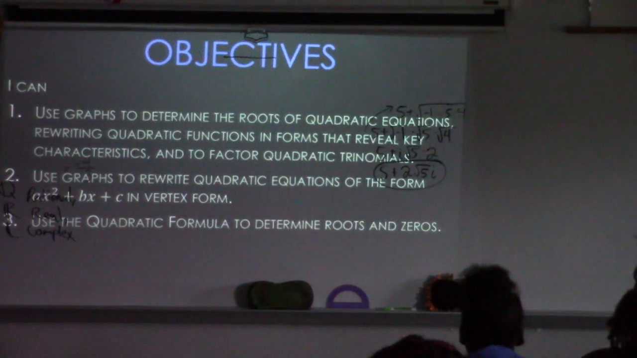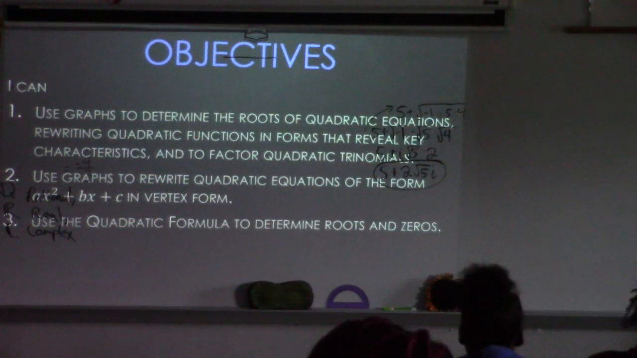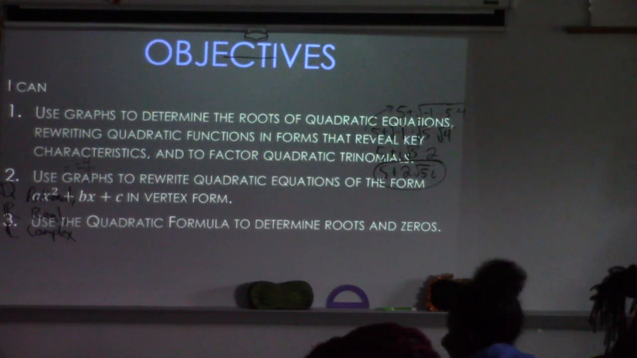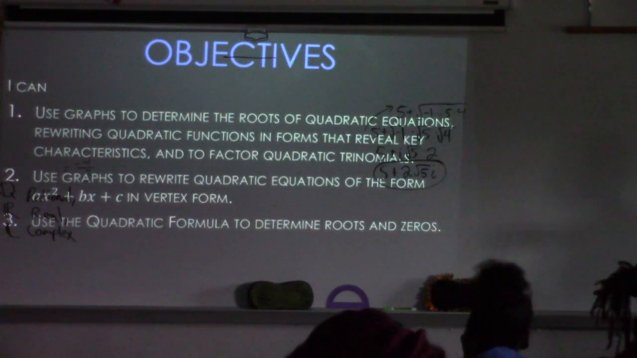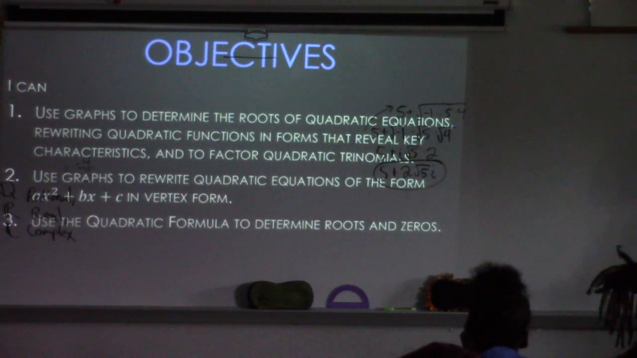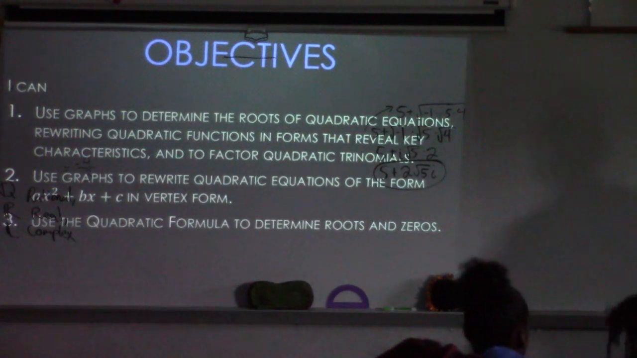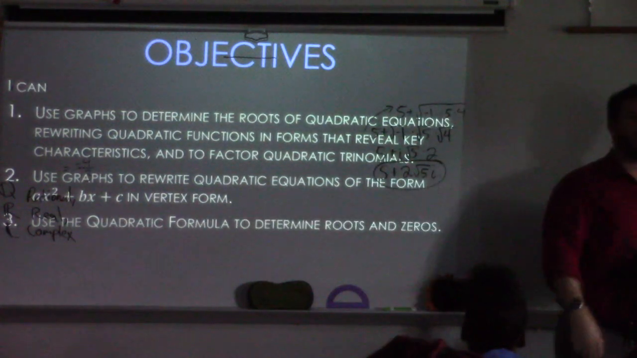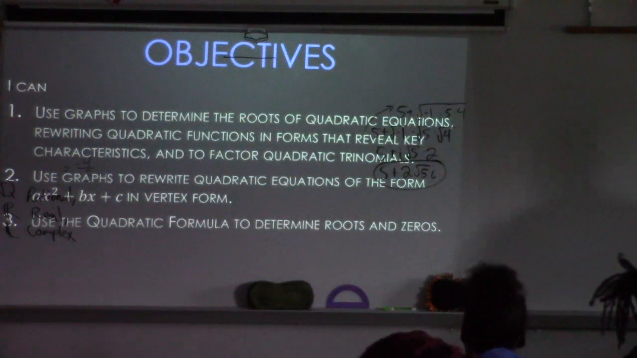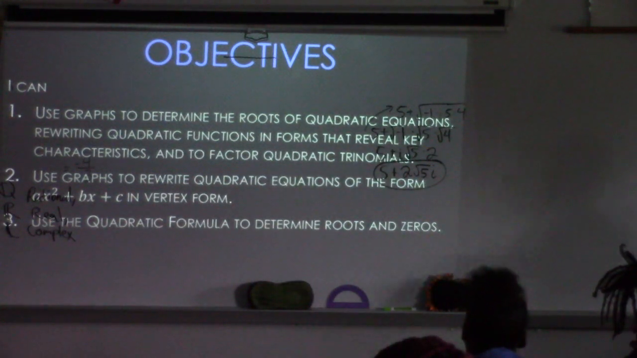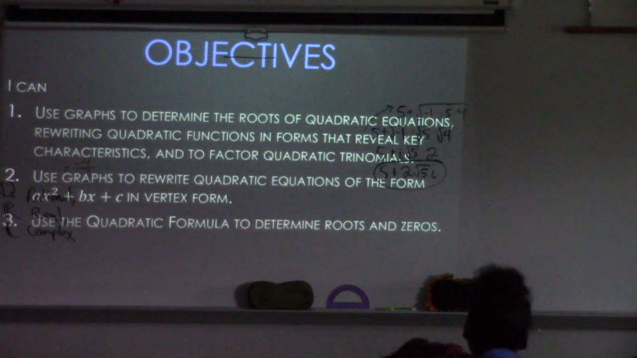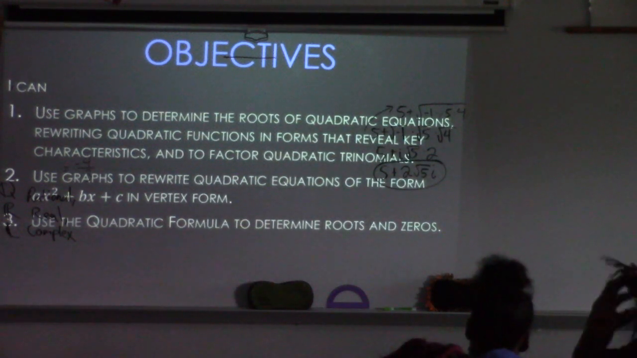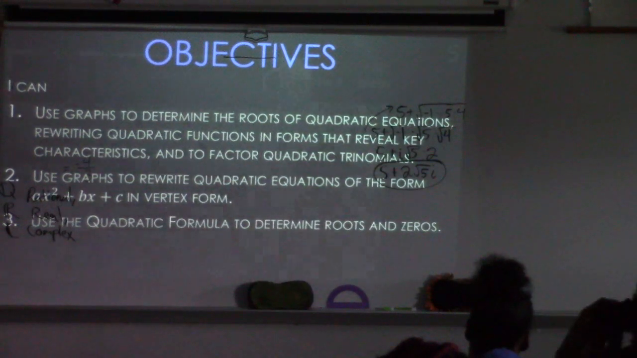We're going to use those graphs to rewrite quadratic functions in forms that reveal key characteristics and to factor quadratic trinomials. We're going to use graphs to rewrite quadratic equations. Hey, what form is ax squared plus bx plus c? Vertex form? Nope. Ax squared plus bx plus c is standard form. We're going to rewrite it into vertex form. And what do I need to get vertex form? I need a vertex to get vertex form. So for standard form we can use a graph. And we're going to learn about something called the quadratic formula.